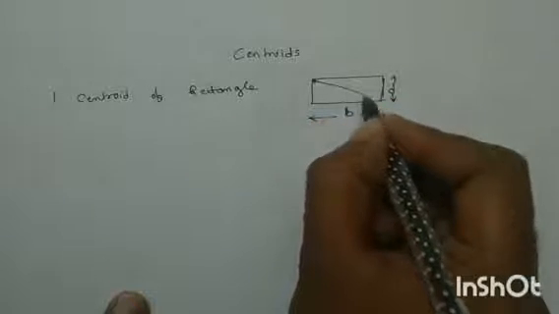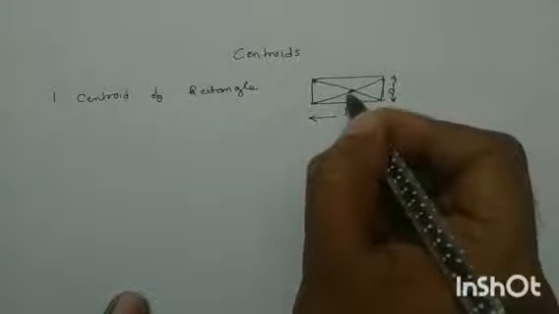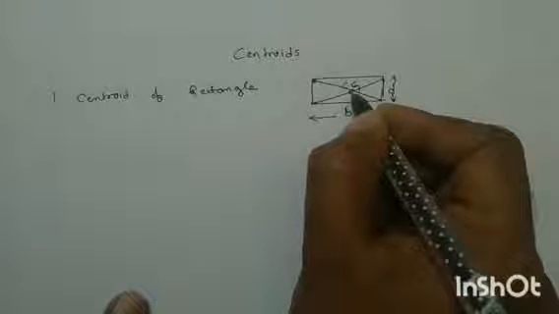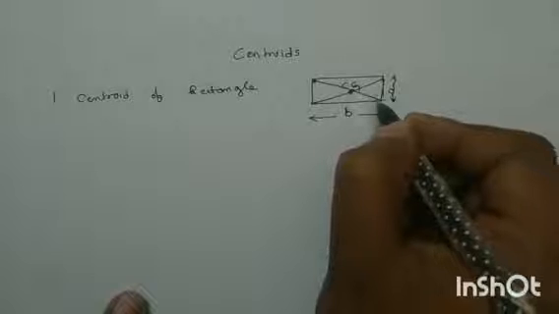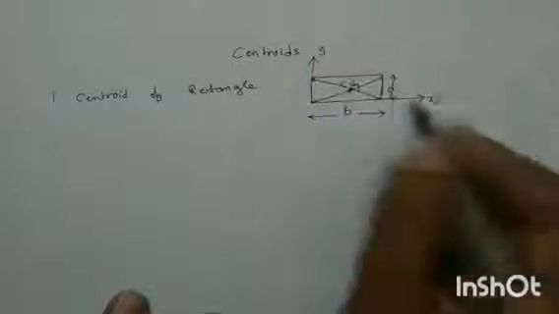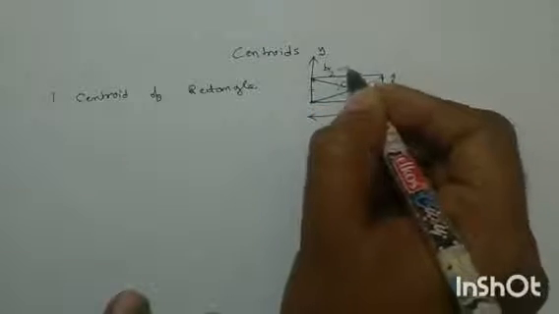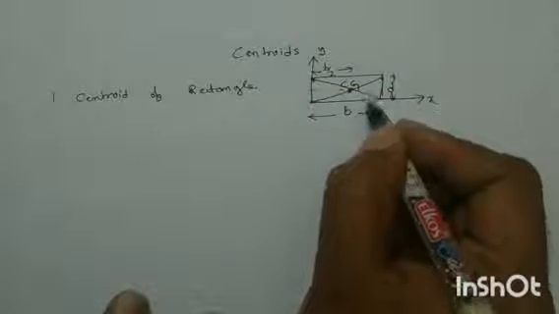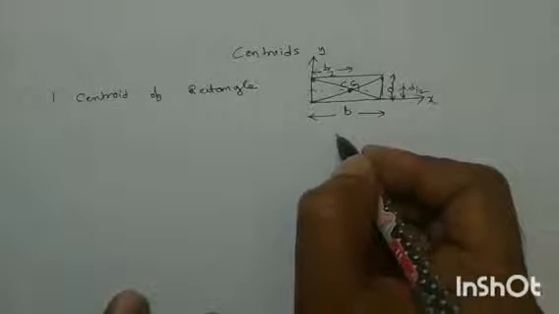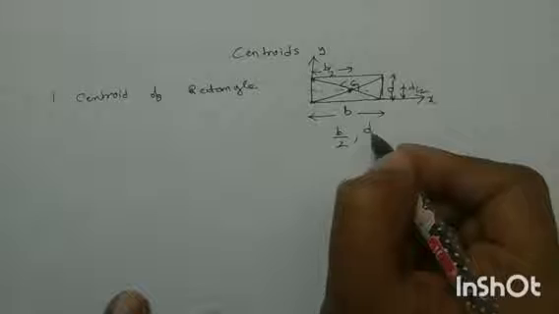See, draw the diagonals of this rectangle. So the centroid lies in the intersection between the diagonals of the rectangle. So this is the CG point. So you can find out the CG location with respect to x-axis and y-axis. Okay. Now from the y-axis, how much distance is it? That is b by 2 distance, and from x-axis it is d by 2 distance. So finally the centroid positions are with respect to y-axis b by 2, with respect to x-axis is d by 2.